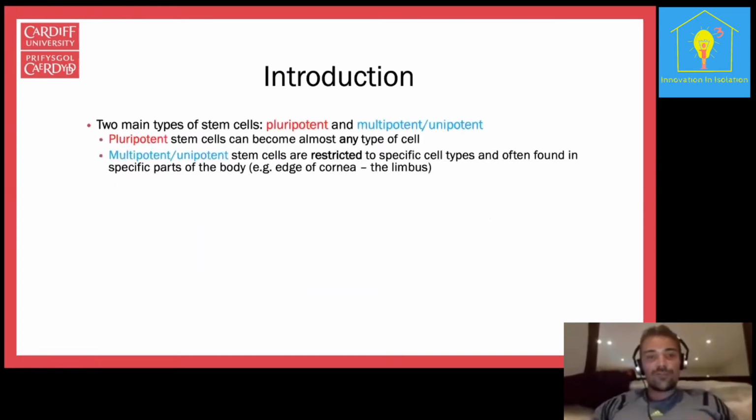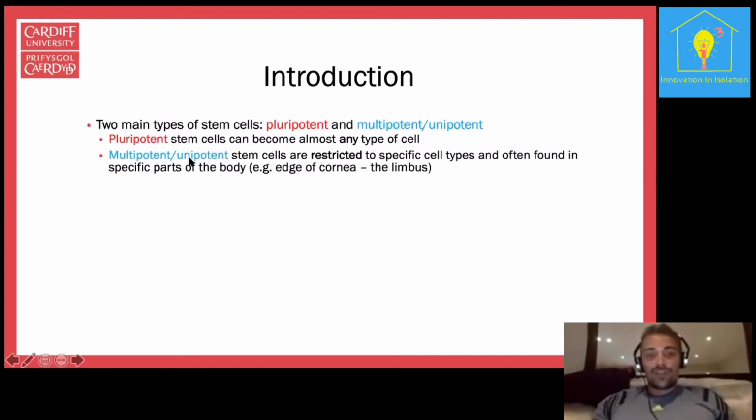There are two main types of stem cells. You have pluripotent, and multipotent or unipotent. Pluripotent stem cells can become almost any type of cell. These cells don't exist in the adult body typically, except in a fertilized embryo. An embryo is totipotent, essentially, and embryonic stem cells are pluripotent stem cells. If you picture an embryo, these cells are going to have to become every type of cell in the body, so they have to be pluripotent.